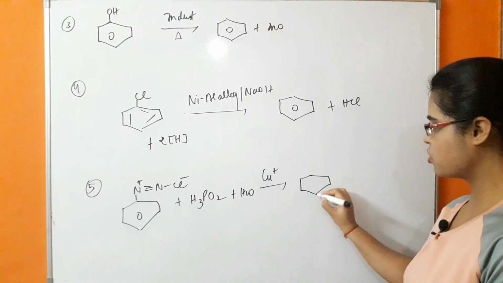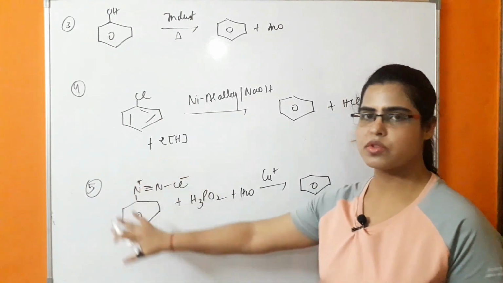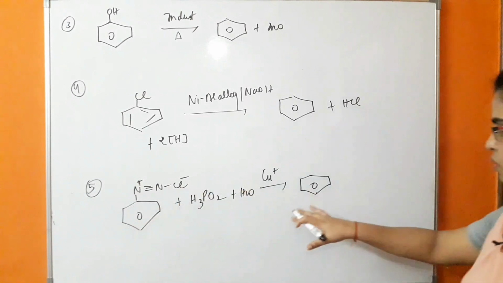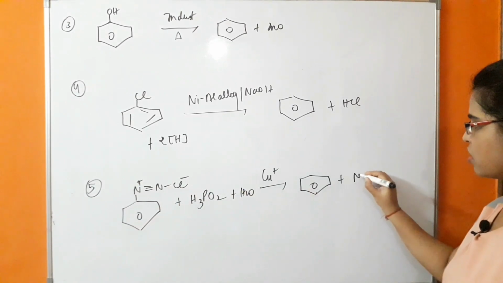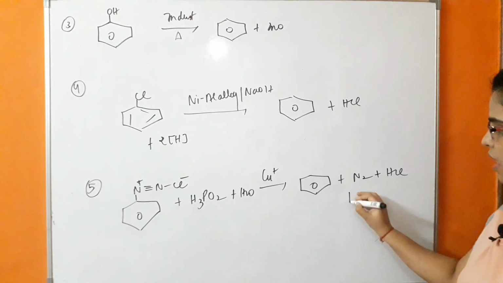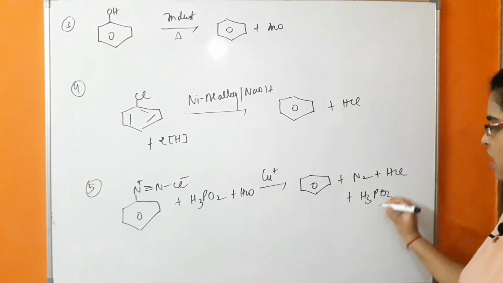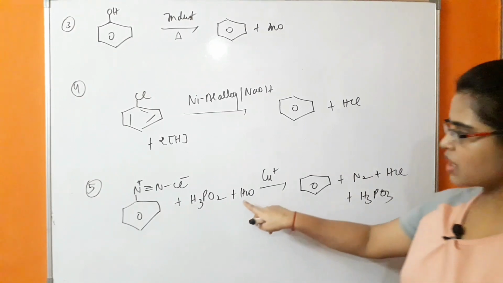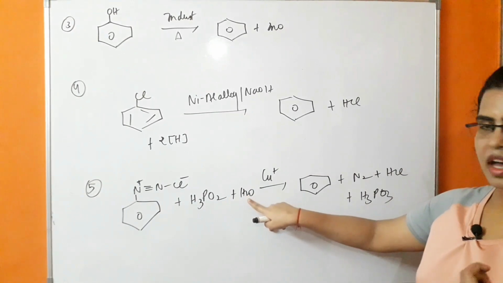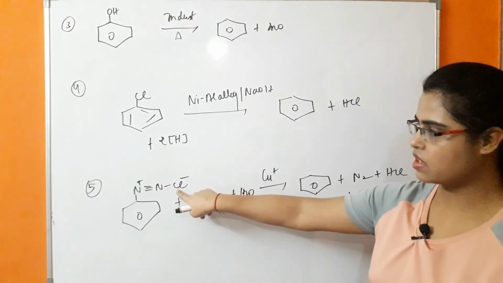There will be formation of benzene because this diazonium salt is very unstable. So what is happening? Benzene formation, removal of N2 and HCl, and there will be formation of H3PO3. So what is happening in this case? This H2O will ionize to give H plus ion. So that H plus will react with this Cl minus.